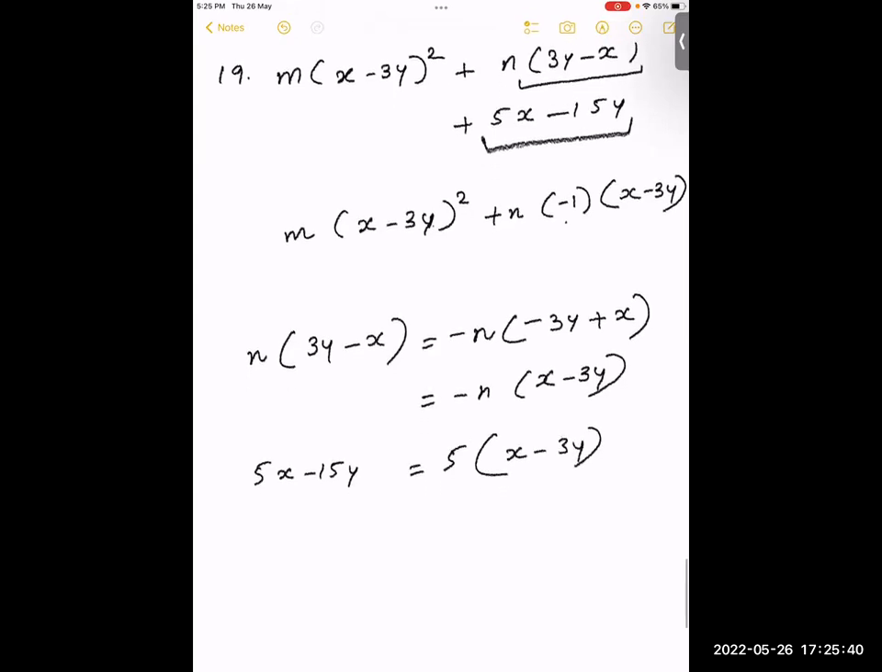So now I am going to rewrite the first thing as m into x minus 3y the whole square minus n. Why? Because here I have taken a negative out, and in the question it was plus n. I am making it negative n into... see, I am not bringing in anything new, I am just readjusting by taking negative out. That's all. Negative n into x minus 3y plus 5 into x minus 3y.